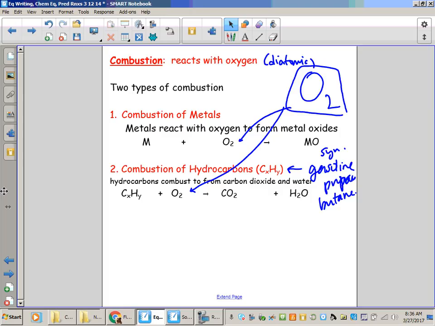Synthesis takes 2 and makes 1. Decomposition takes 1 and makes 2. Single replacement does 1 switch. Double replacement, 2 switches.